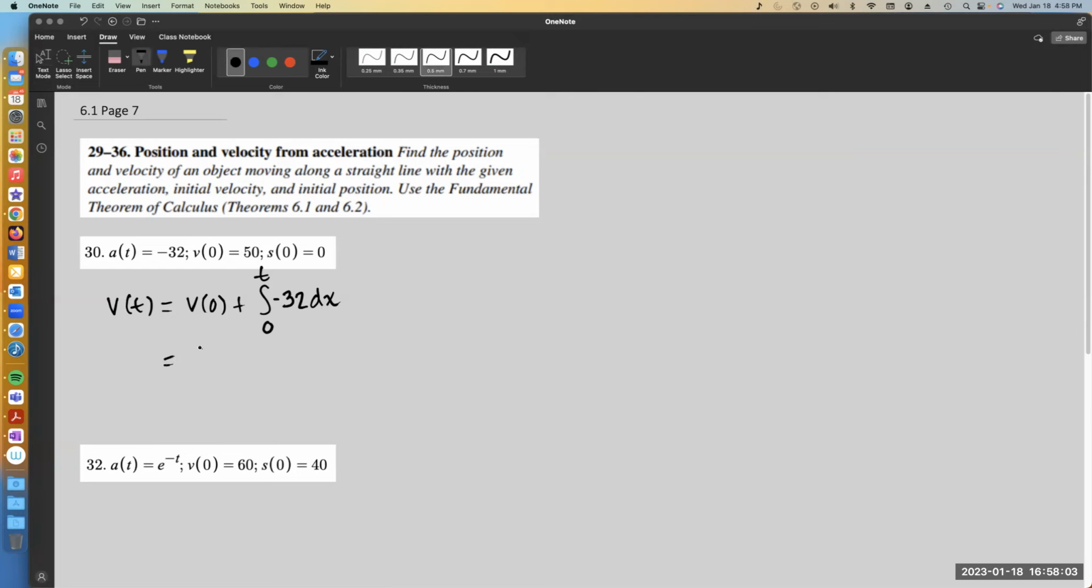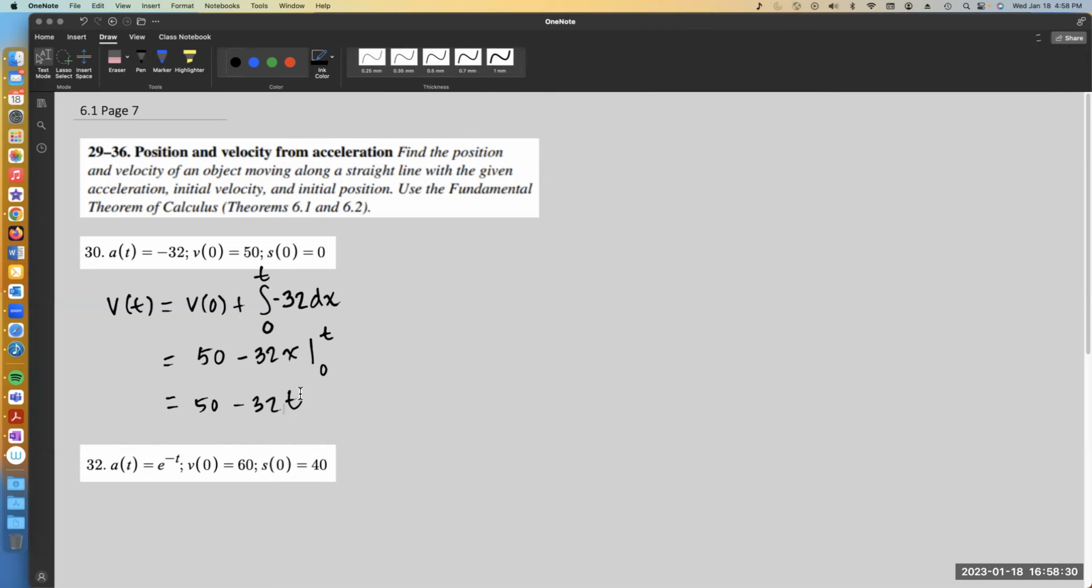V naught is 50. And then we integrate negative 32 and we get negative 32x from 0 to t. And if we plug in 0, we get nothing. So we only are going to end up with this. So this is our velocity function. That's our velocity at time t.